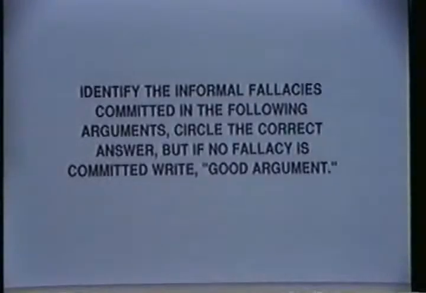And what this means is these are problems in an argument that are generated by either bad assumptions that the arguer is making, bad presumptions that the argument makes, or some problem with the meaning involved in the terms that are used in the fallacy. In Unit 3, then, you will look at a dozen questions, a dozen arguments, and you will have to decide in a multiple choice way which fallacy is being committed. So identify the informal fallacies committed in the following arguments, circle the correct answer, and if no fallacy is committed, write good argument.